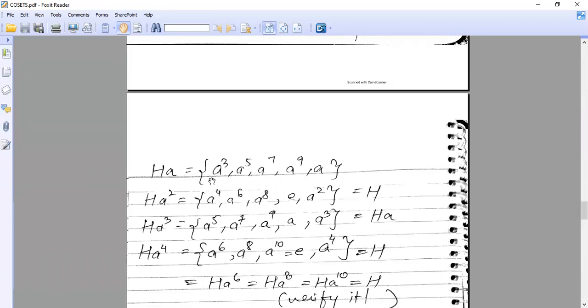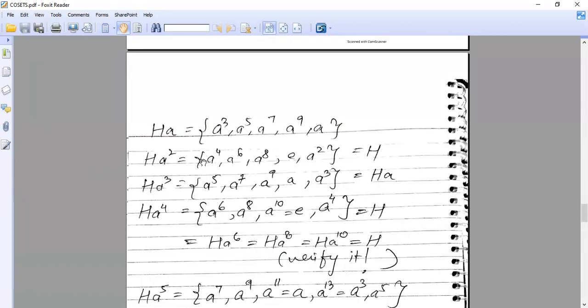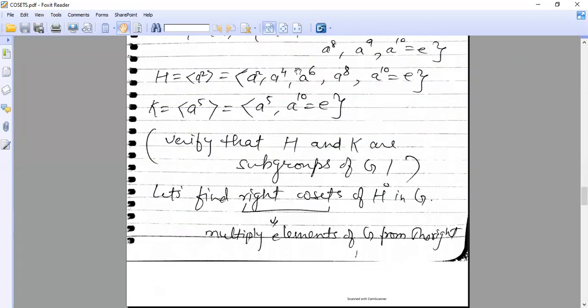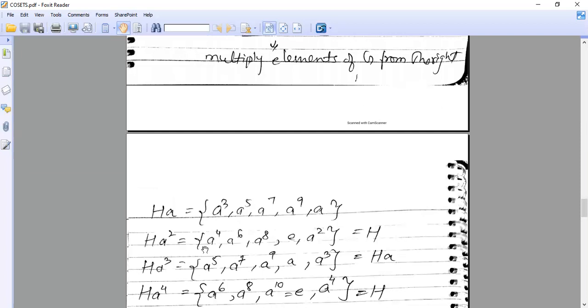The thing we are doing here is multiplying elements of G from the right with H. So Ha, the first element of G is a. So Ha will be this. Your H is the subgroup generated by a², and these are the elements. So we are multiplying a with every element: a² into a, a⁴ into a, a⁶ into a, a⁸ into a, a¹⁰, that is identity, into a will give you a. So see here, these are the different elements of this coset Ha.